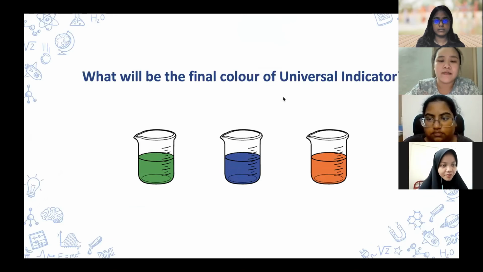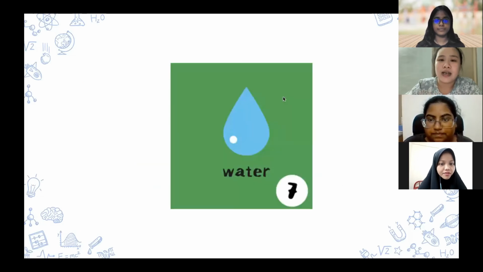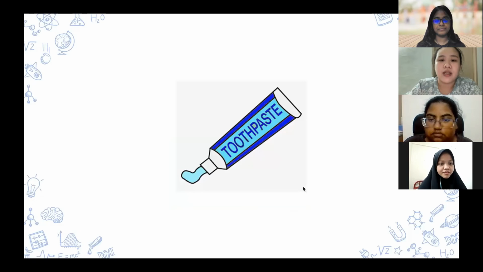Can anyone guess? Blue color, teacher. I heard Diwani reply blue color. Let's see the answer. Very good, Diwani, you have answered my question, but the answer is actually green color because water is neutral. It has a pH of 7. Good try, Diwani.